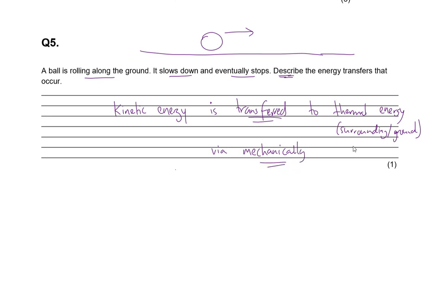Again, we need to see those words. Remember, the keyword is transfer. Kinetic energy to thermal. Why kinetic energy? Because it's rolling. Thermal, because that's how it gets stopped. And here we go, mechanically, because friction. Yeah, because friction is going to mechanically stop it.